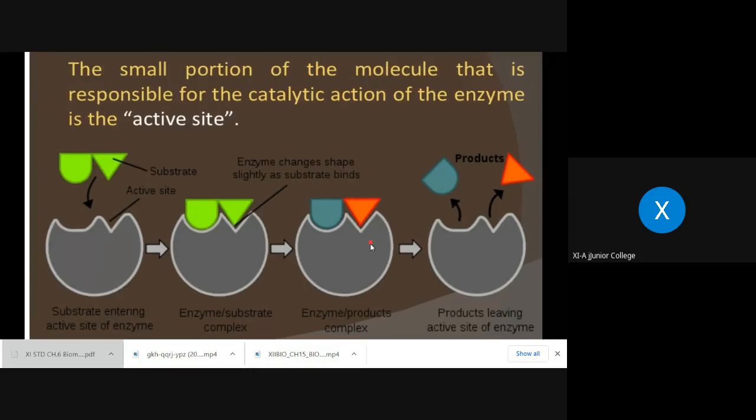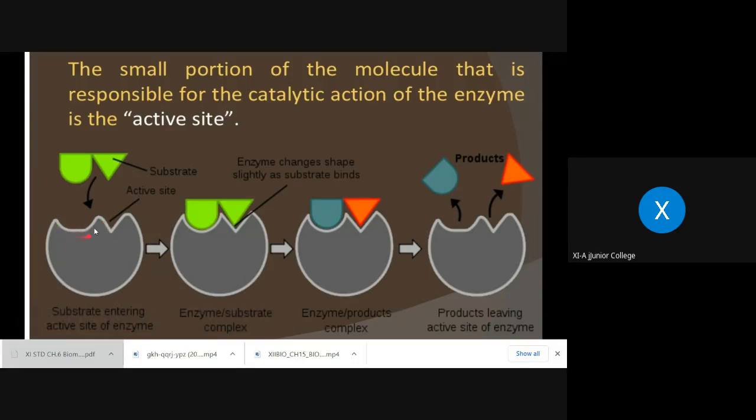So what is the active site? In the same diagram I showed you, I explained that the site of the enzyme, or the area of the enzyme where the substrate comes in contact with the enzyme, that particular area is called the active site. It is the small portion of the molecule that is responsible for the catalytic action of the enzyme. This is the perfect definition for active site you can consider.